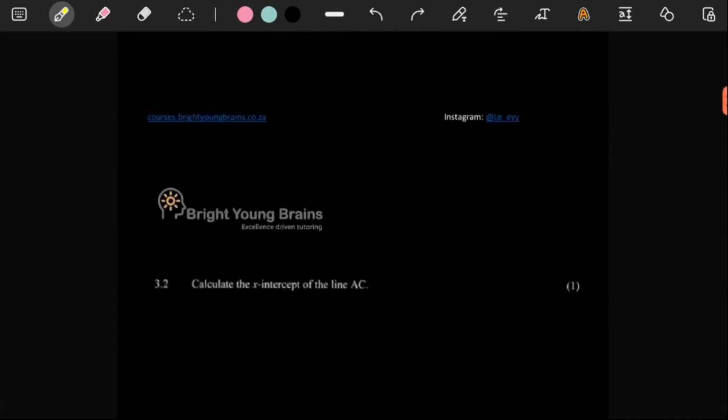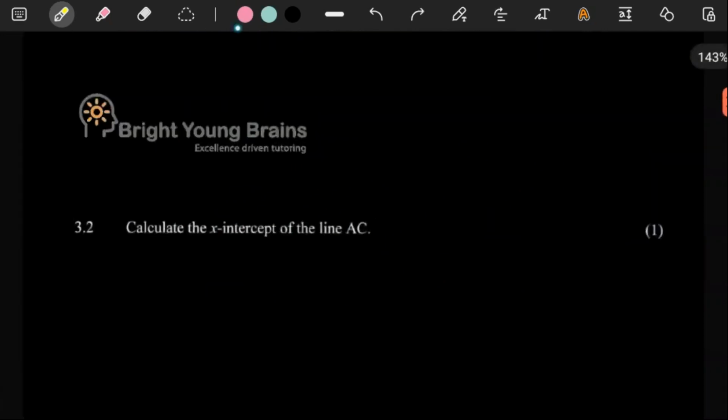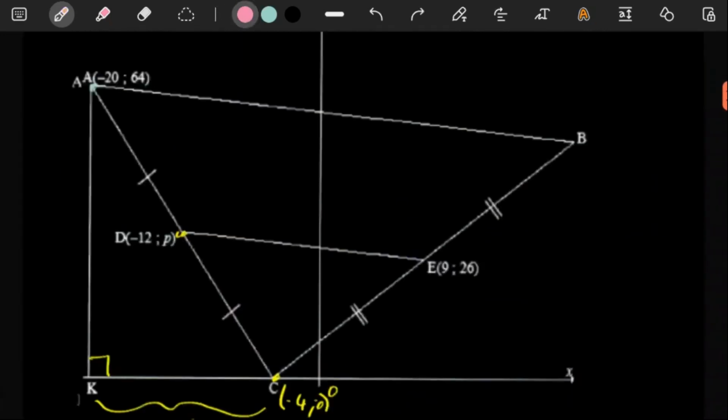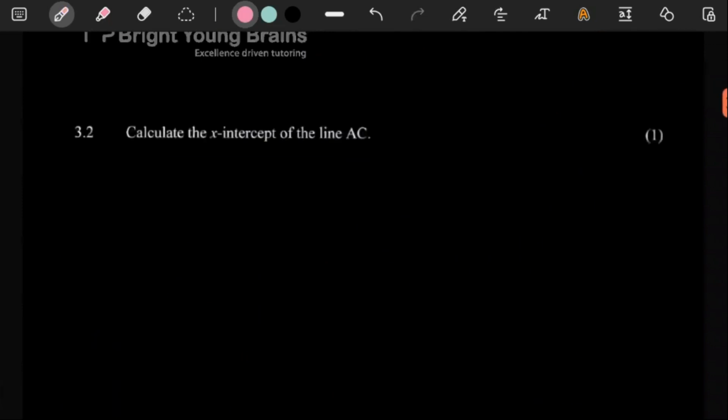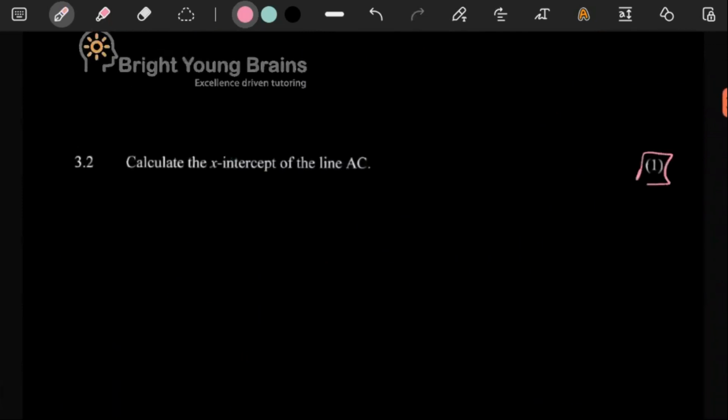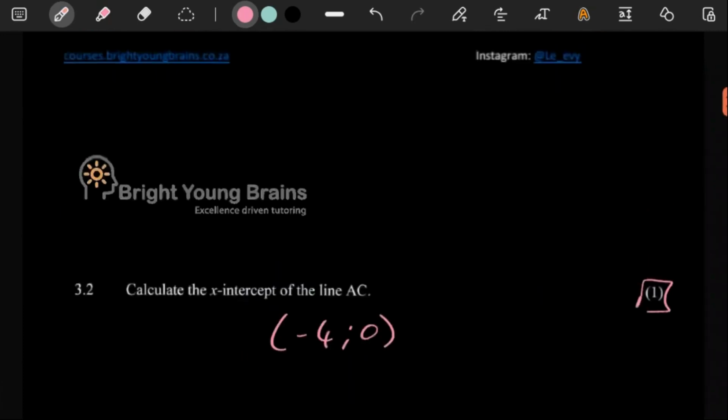Anyways, calculate the x-intercept of the line AC. And we already spoke about it, right? With AC, the x-intercept, we are showing that it's negative 4. That's why this is just a 1 mark question, because we really didn't have to think too aggressively.